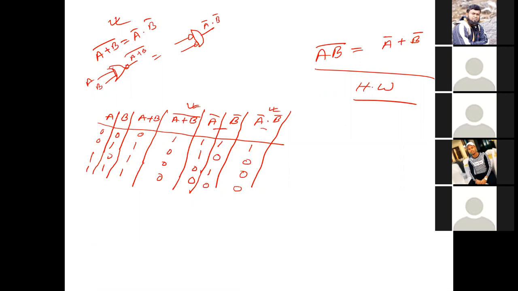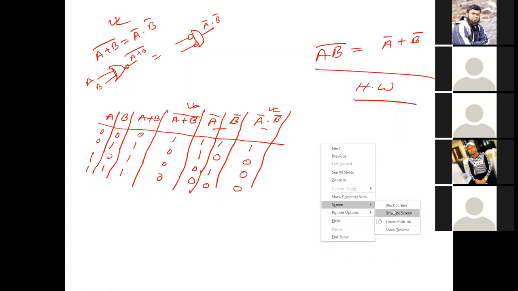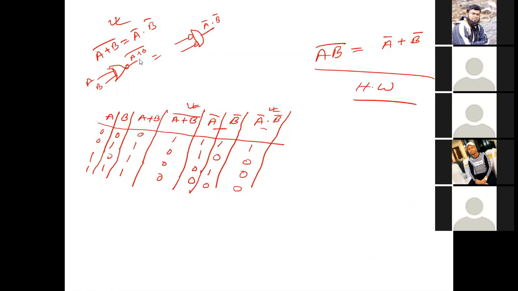Okay, clear this? Yes, sir, clear. So these are our total Boolean equations. Our total Boolean and DeMorgan equations are 17. Clear? So yes, these are 17 formulas, and you must need these formulas. These are 17 formulas.